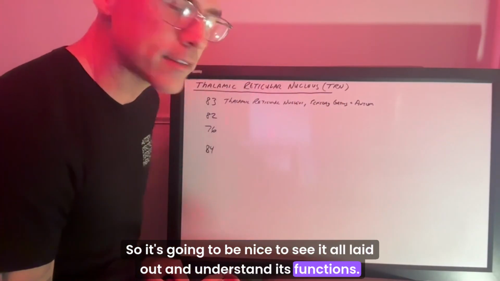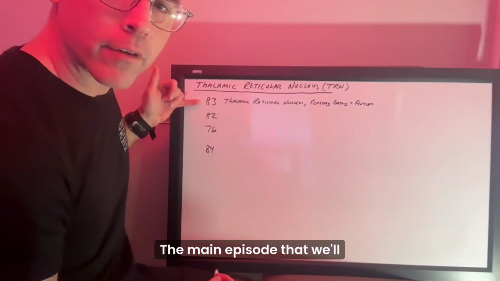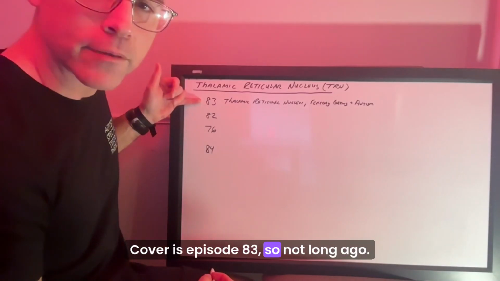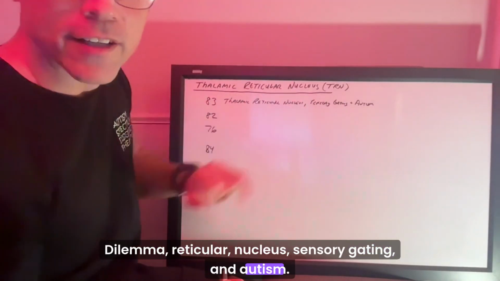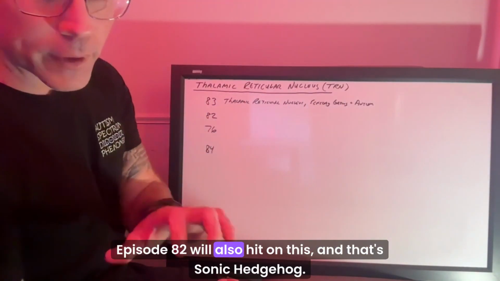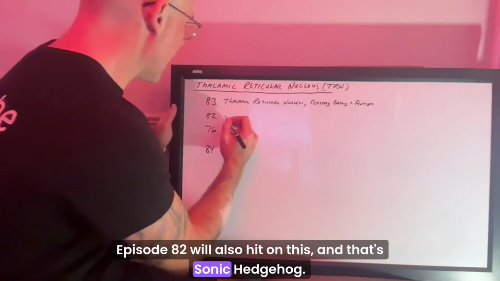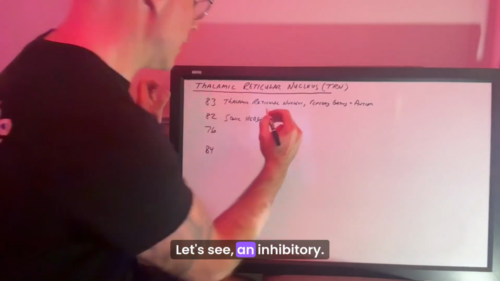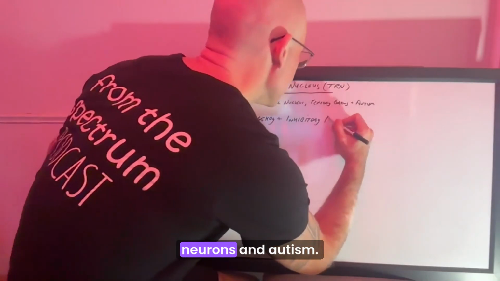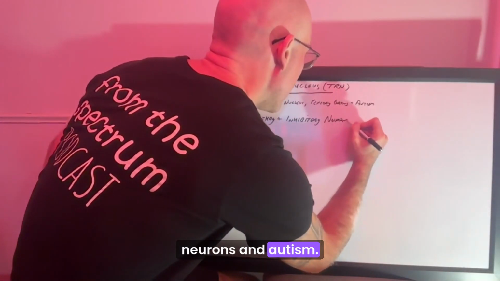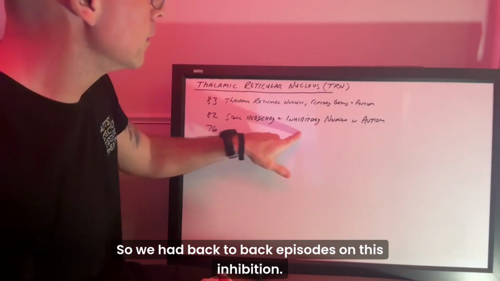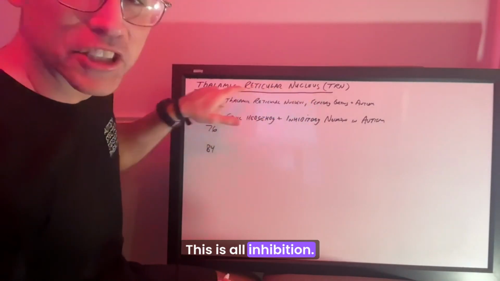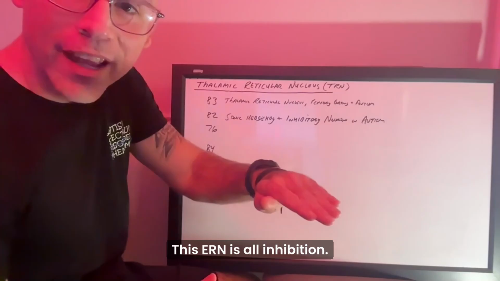understand its functions. The main episode that we'll cover is episode 83, so not long ago. Thalamic Reticular Nucleus, sensory gating, and autism. Episode 82 will also hit on this, and that's Sonic Hedgehog, and the inhibitory neurons and autism. So we had back-to-back episodes on this inhibition. This is all inhibition. The TRN is all inhibition.